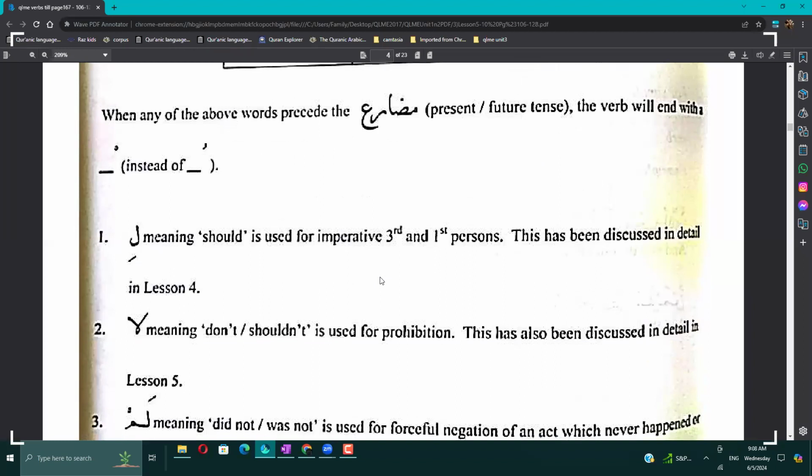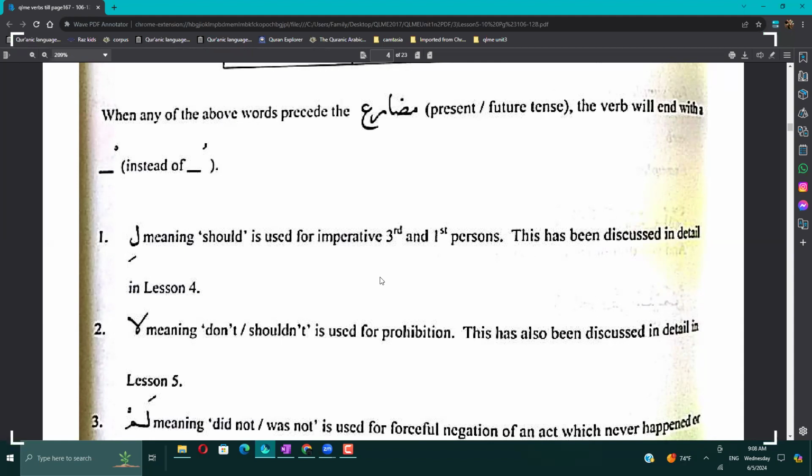So when any of the above words precede the mudare, that is present or future tense, the verb will end with a sukoon instead of a dhamma.